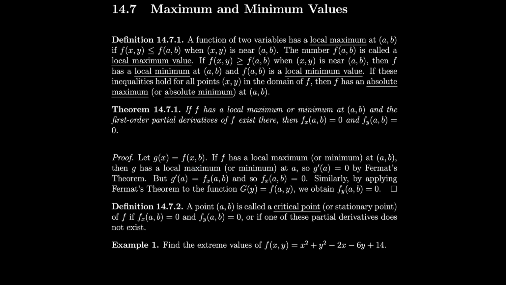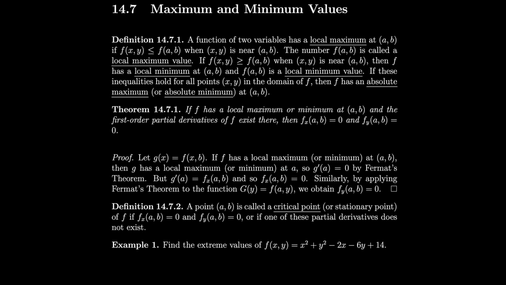If f has a local maximum or minimum at the point (a, b), then g has a local maximum or minimum at a, so g'(a) equals 0 by Fermat's theorem. But g'(a) is just the partial derivative of f at (a, b) with respect to x, so that partial derivative must be 0.